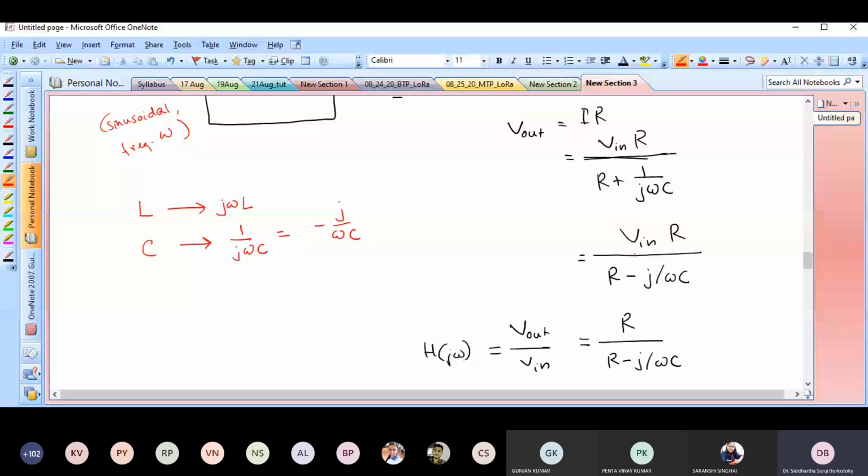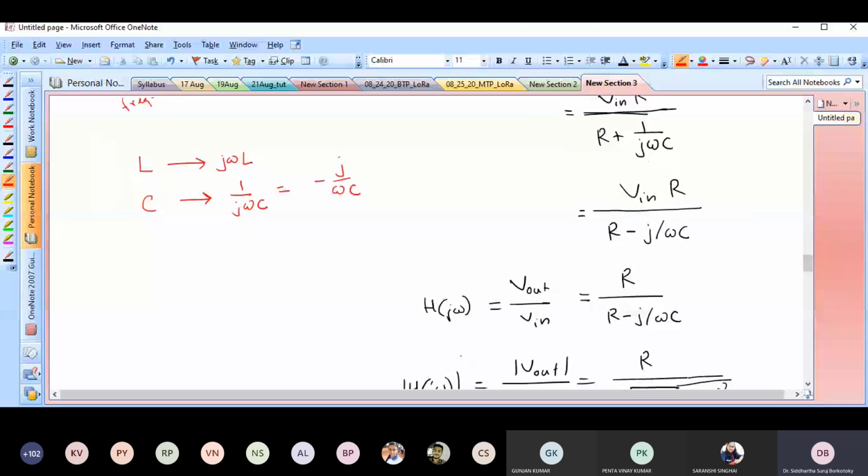Okay, so now coming to this next point. As before, we are interested in this function h of j omega. And what is h of j omega? H of j omega is output by input, and from the previous equation, we can readily say that output by input is R divided by R minus j by omega C. So this is your h of j omega.